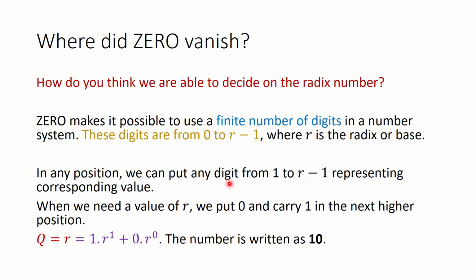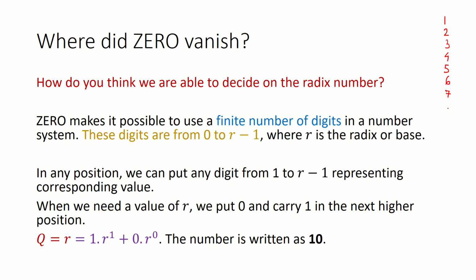Suppose I keep on writing 1, 2, 3, 4, considering the octal system. If I have a value of 1, 2, 3, 4, 5, 6, 7, I can use these symbols. But what will happen if I want to represent a value of 8? I do not have a symbol for 8.